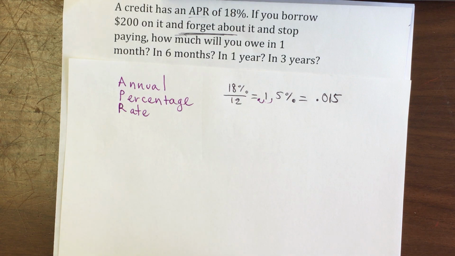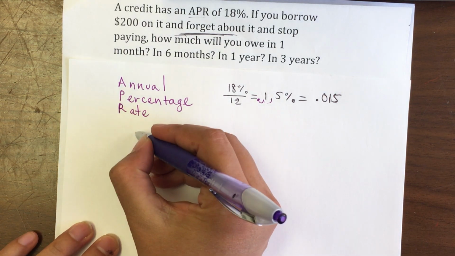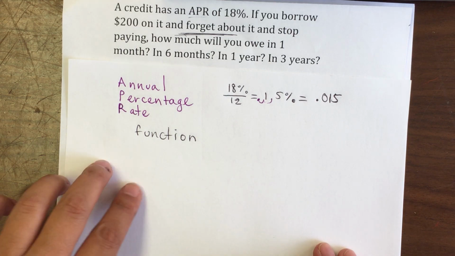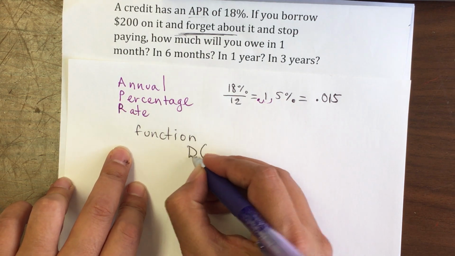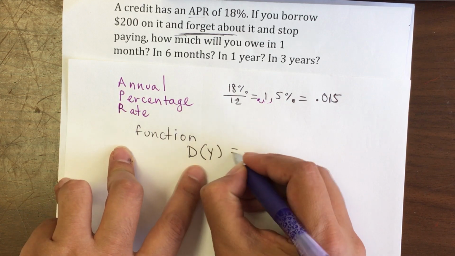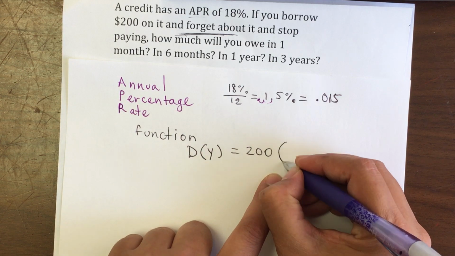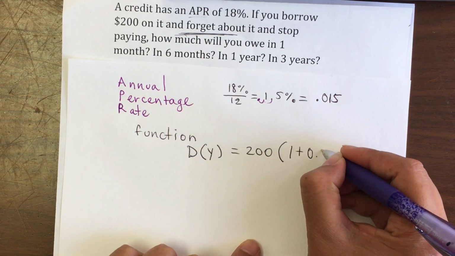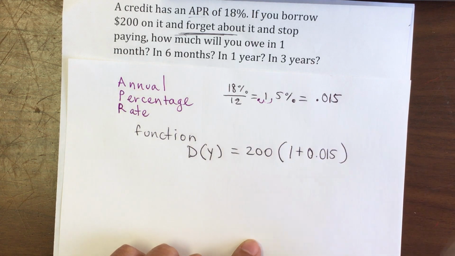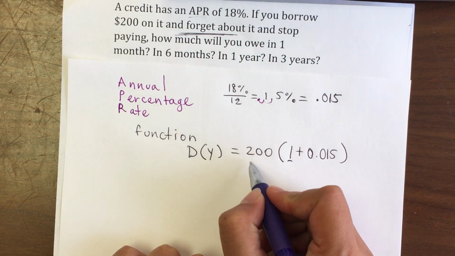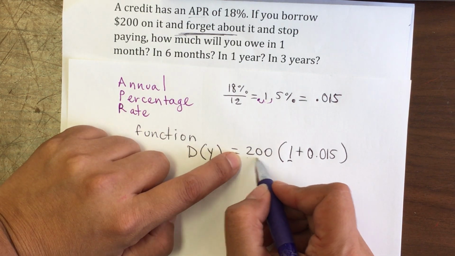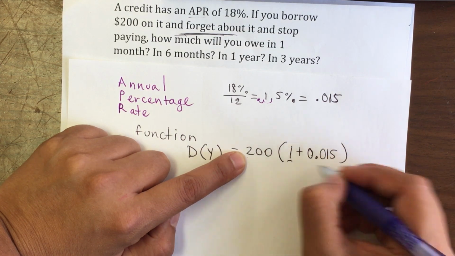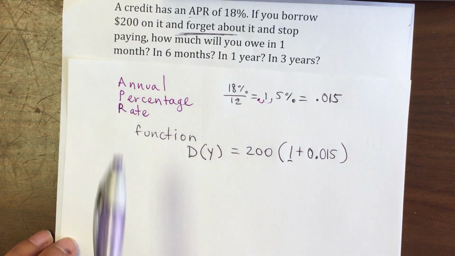And so if we were to write a function, we would say debt of y is equal to the initial point times 1 plus this interest, which is 0.015. And if you recall from the previous lesson, this 1 stands because the company that lends you the money wants their 200 back, meaning one time that amount, plus the interest that they're applying to that credit.